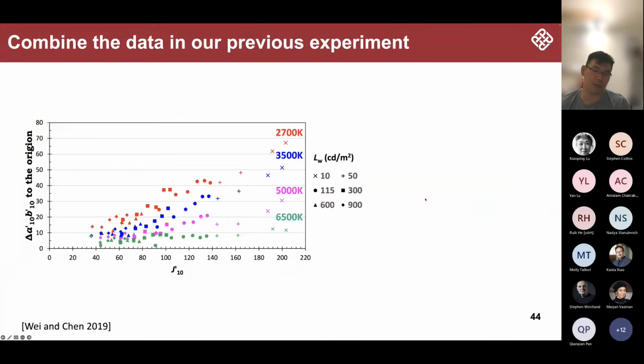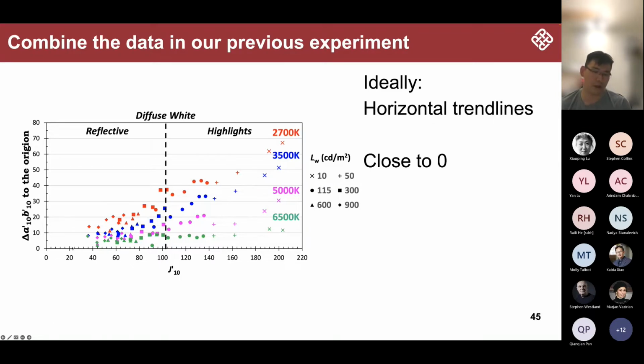Now, we combine the data points with our 2019 experiments, which means we have J' below 100, the standard SDR condition. On the left side, these are the reflective colors under the SDR condition. On the right side, these are the HDR conditions with J' above 100. And you can see that if the color space is pretty good, then all the data points should be horizontally distributed, which means the lightness axis is completely independent from the chrominance plane.